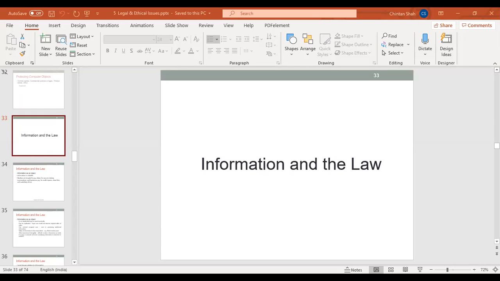Now, when I speak about information and the law, we'll see how information and the law play a vital role. So let me just turn on the PowerPoint slide and we can continue. Yeah, so let us start with information and the law.